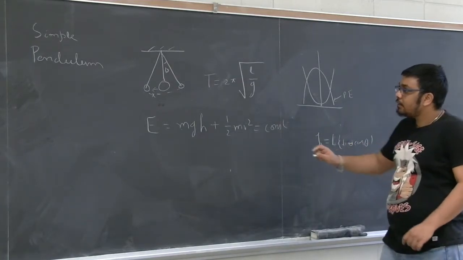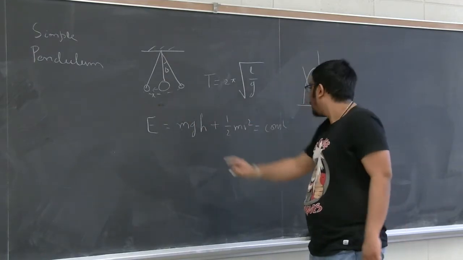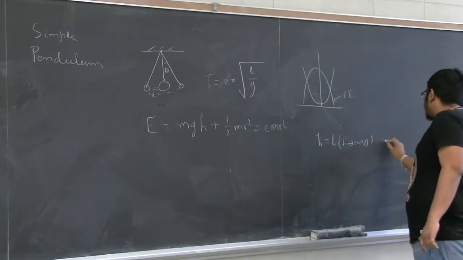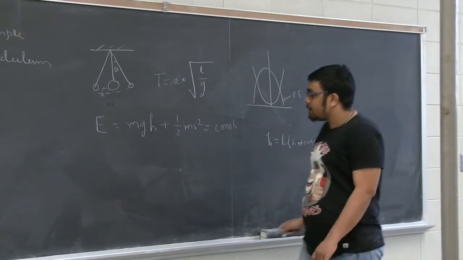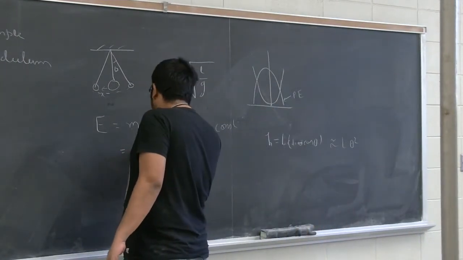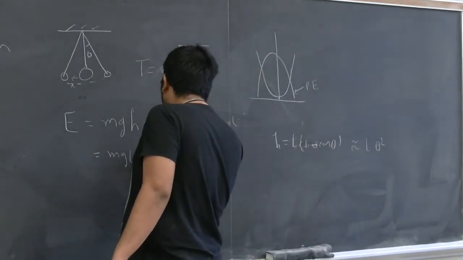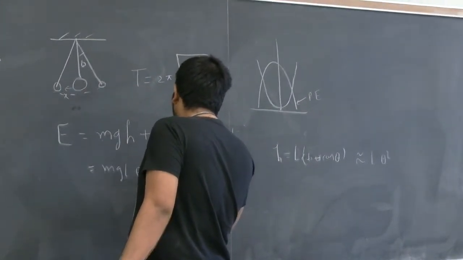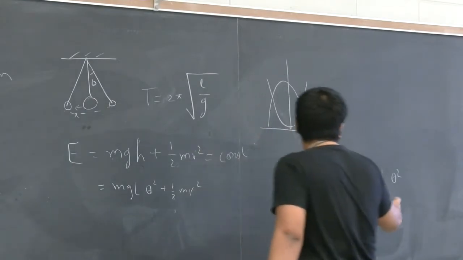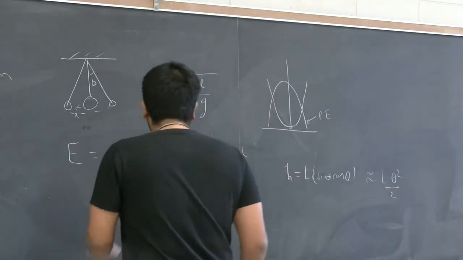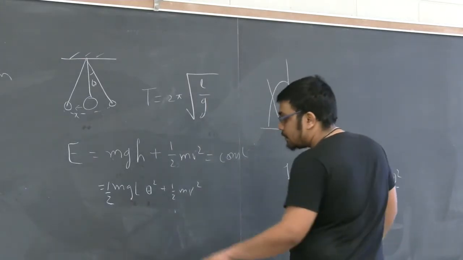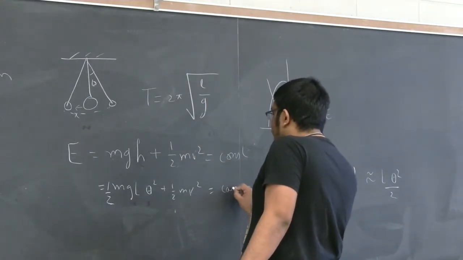And for small angles, if the displacement is very, very small, this can be approximated as length times theta squared. So if we substitute that in here, we have mgl times theta squared plus half mg squared. I'm sorry, it should be half here and a half here. So again, we see that there are two parabolas and the sum of them will be a constant.